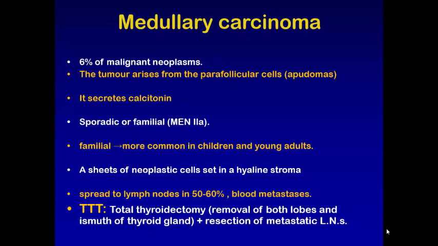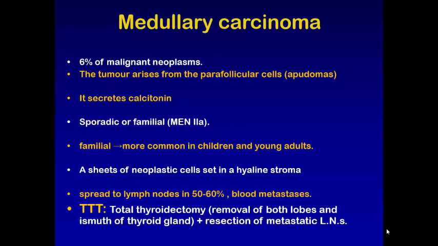The tumor may occur alone, that means sporadic cases, or it may be familial, associated with hyperparathyroidism and pheochromocytoma, what we call MEN type 2A. So the tumor is either sporadic or familial, and when it is familial, it is more common in children and young adults. Microscopically, the tumor is composed of sheets of neoplastic cells set in hyaline stroma, which may contain amyloid material, and the mitotic rate of growth is usually low.